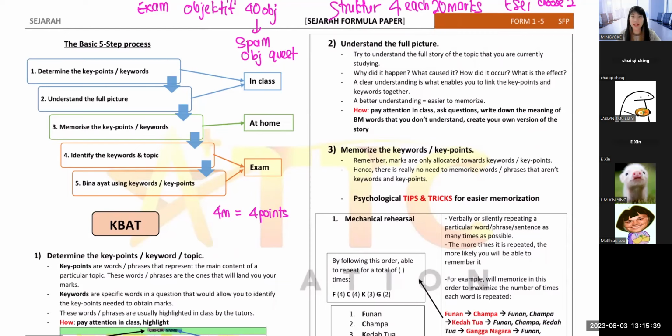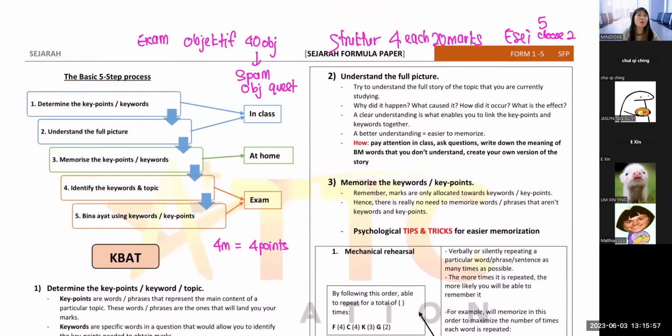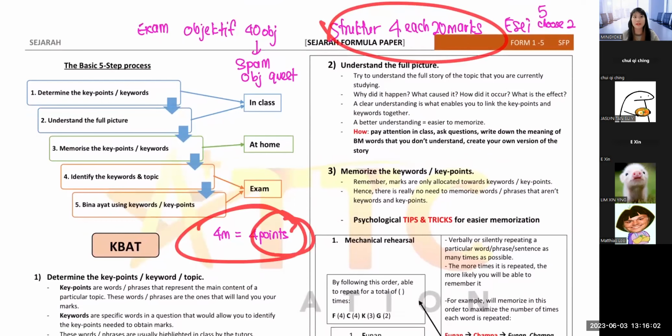The best is you elaborate. You just elaborate like BM karangan ringkasan, just to talk all your story out. Like that. Okay, so according to your structure, as long as they give you 4 marks, means 4 points. That's it.